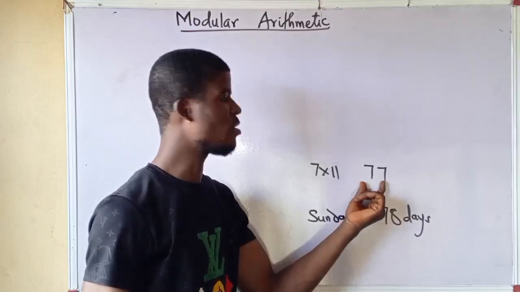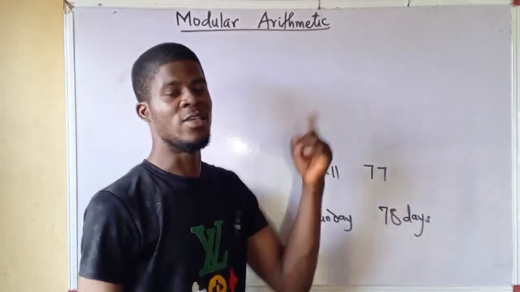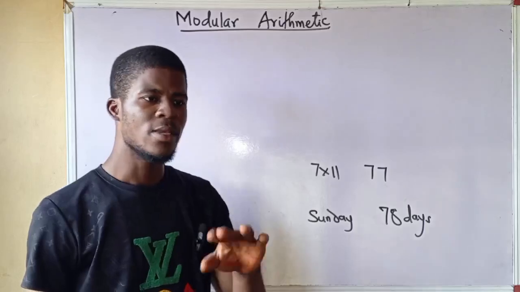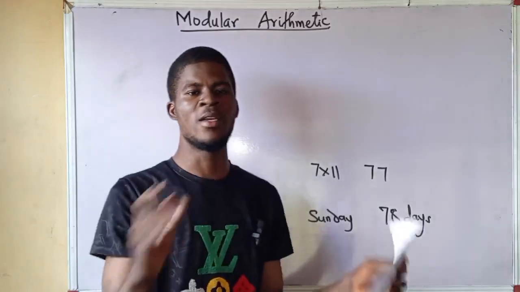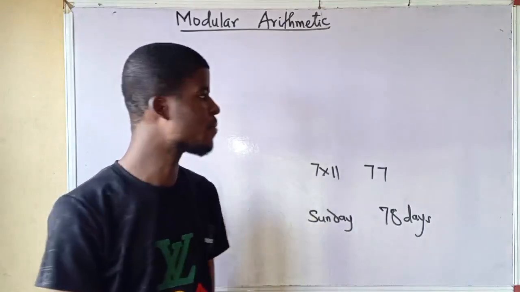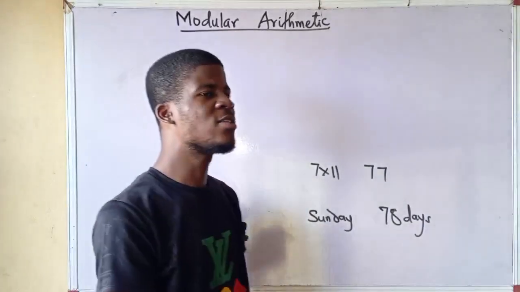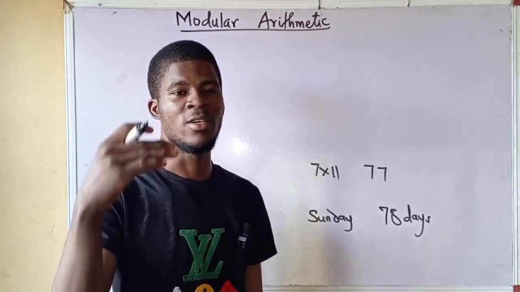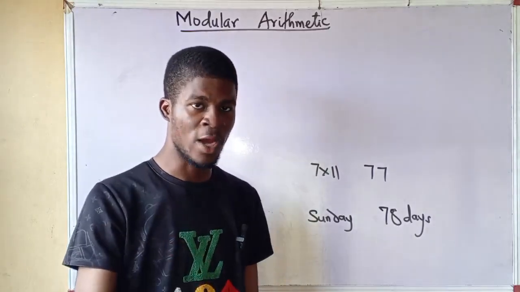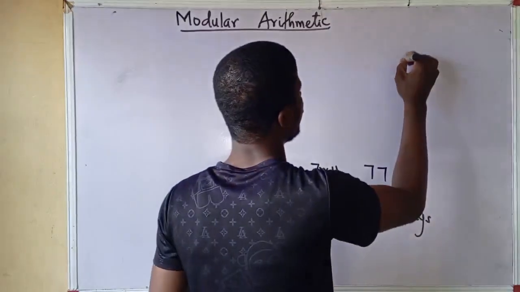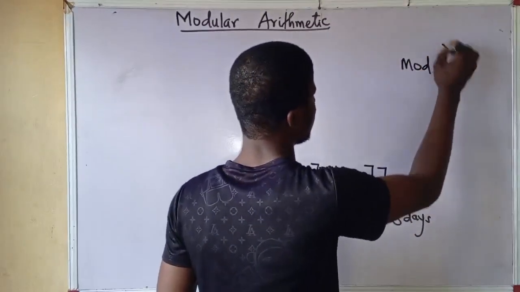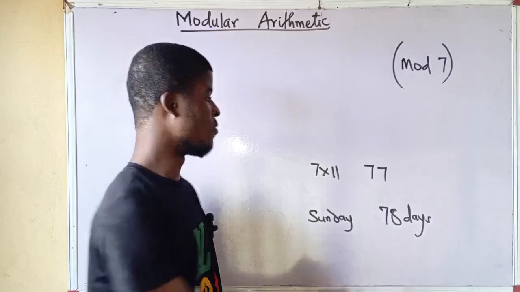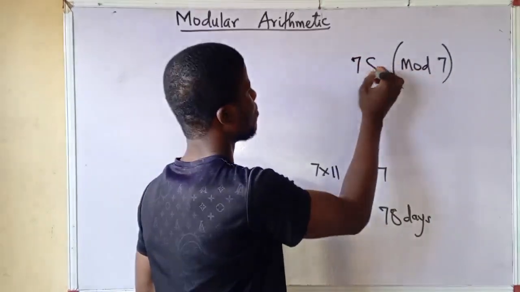So in 77 days, it's going to be Sunday again, while the 78th day, which is the day after the 77th day, will be Monday. Now, the whole idea behind this is actually modular arithmetic. Today is Sunday. So in every 7 days, the day of the week will repeat itself, right? So that one is modulo 7 itself. So I want to determine 78 in modulo 7.